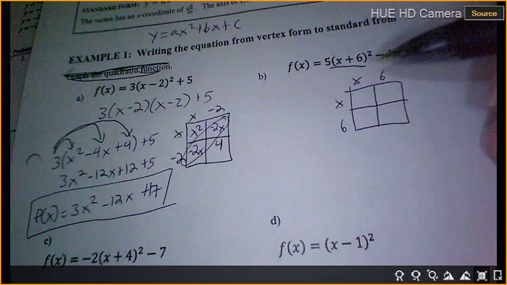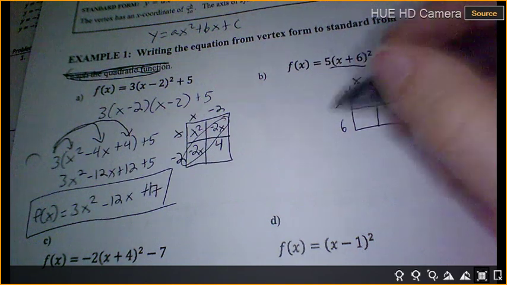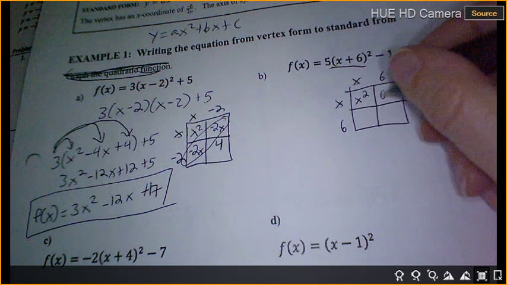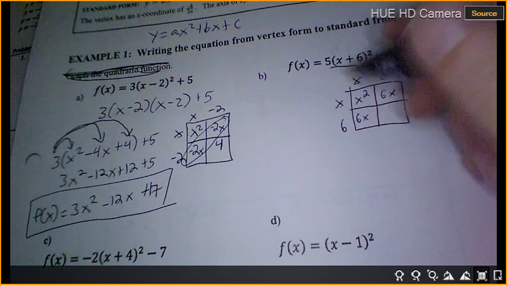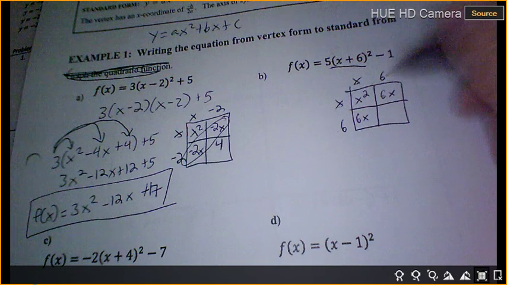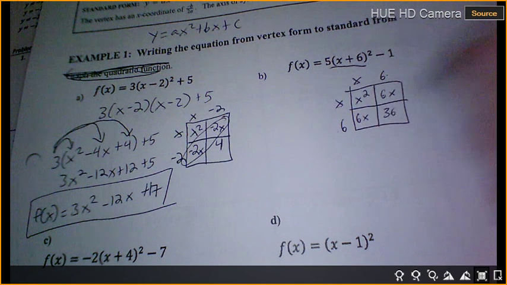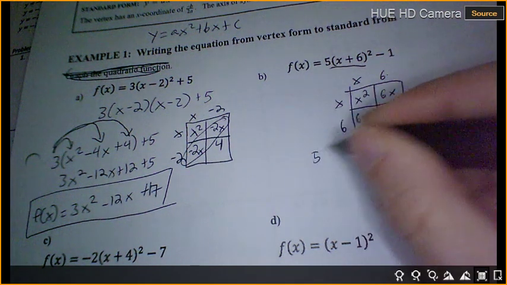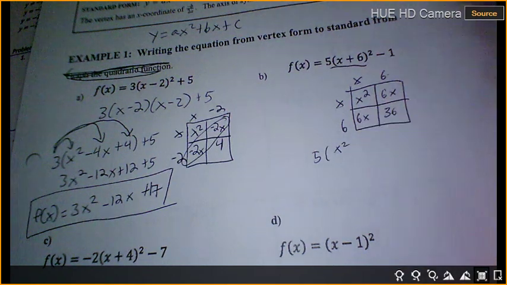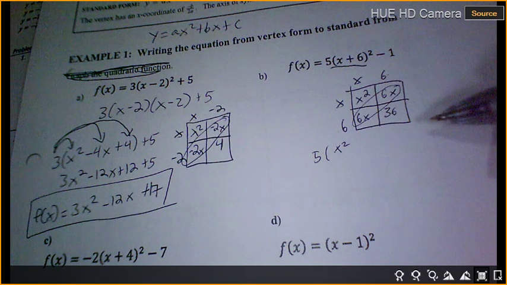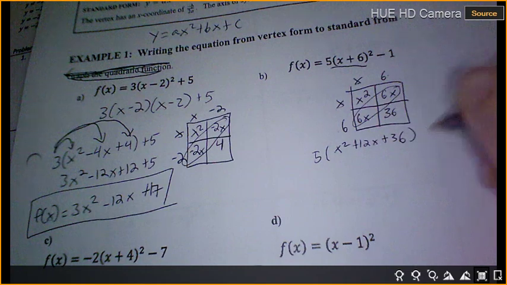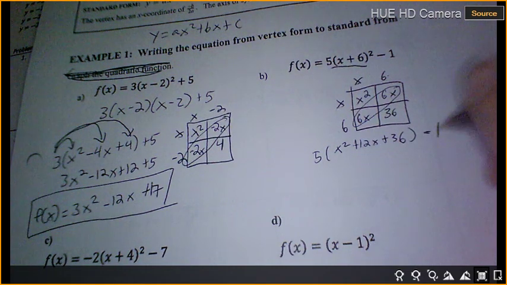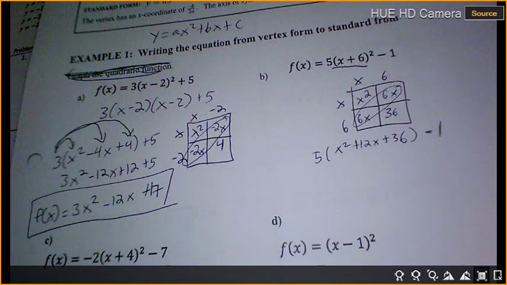X times x is x squared. X times 6 is 6x. X times 6 is 6x. 6 times 6 is 36. So then I'm going to go 5 times x squared. What is 6x plus 6x? 12x. Plus 36, minus 1 on this outside. What is my next step?